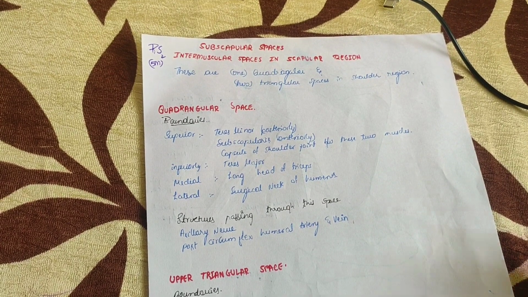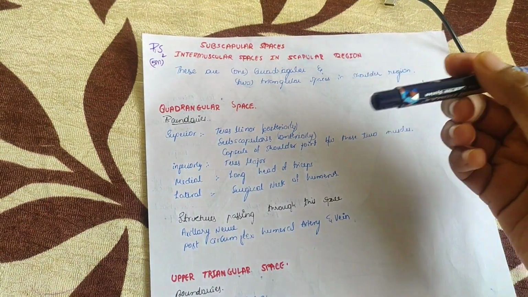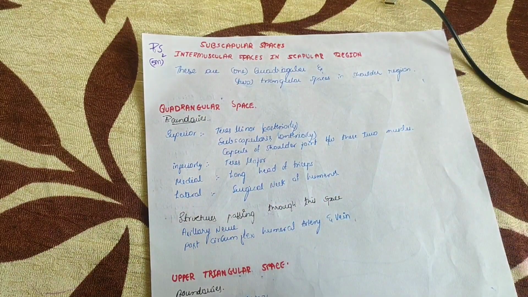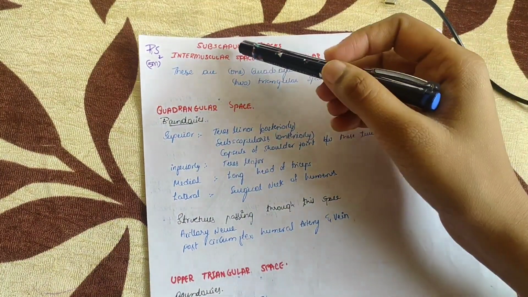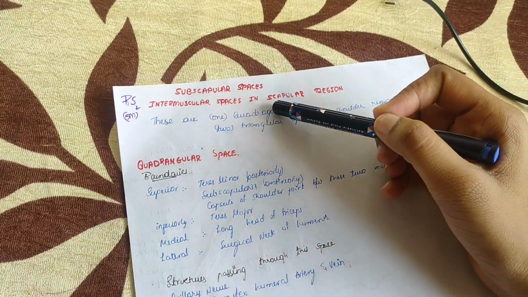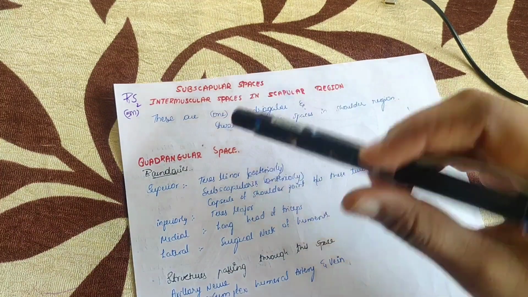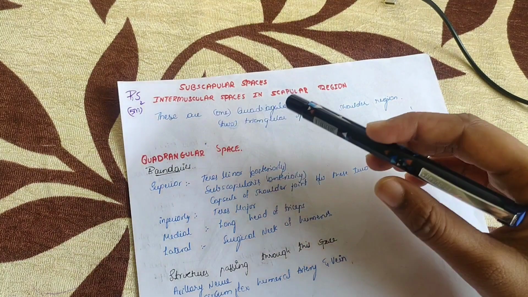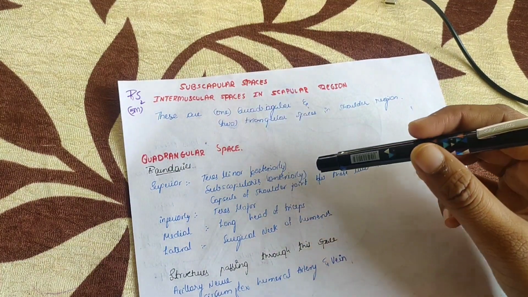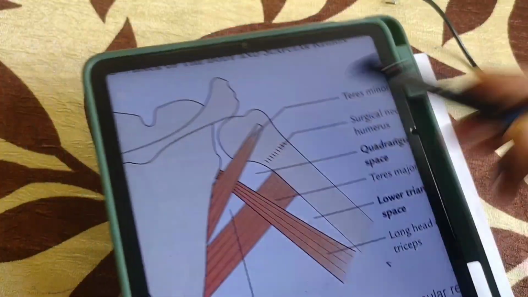In this video, I'll be teaching you subscapular space or intermuscular space, which is a frequently asked question, and it has been asked as a 5 marks short essay. Subscapular means below the scapula. There will be spaces below the scapula. If we reflect the posterior part of the deltoid, we see these spaces, and they're also known as intermuscular spaces, as these spaces will be in between the muscles.